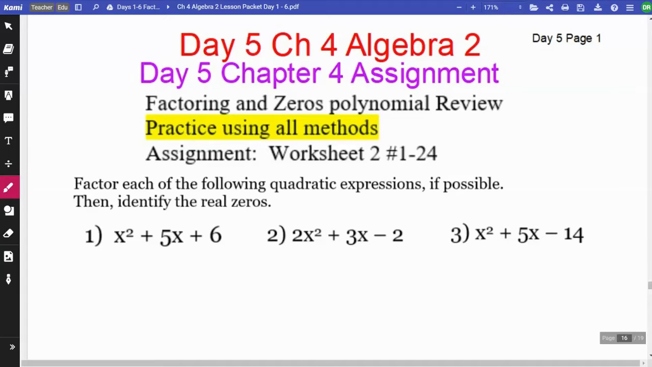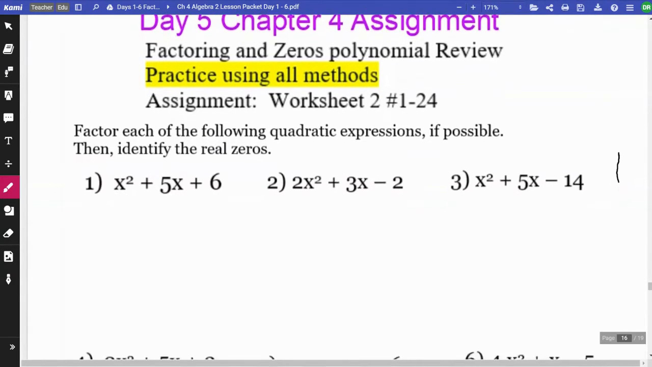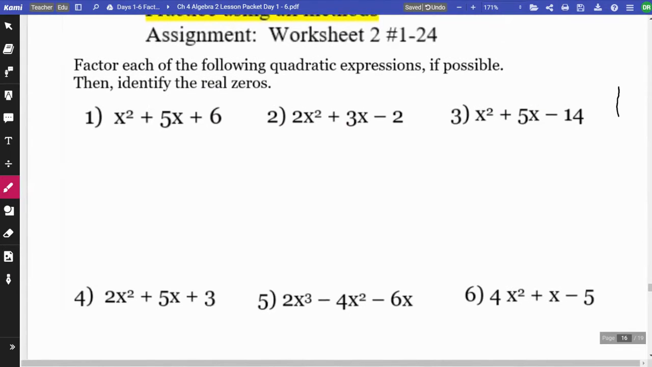Hello again. This is day 5 from Unit 3 or Chapter 4 in the book. Given what we've just done in the previous 4 days, we're mostly just going to do a review and do some mixed problems.